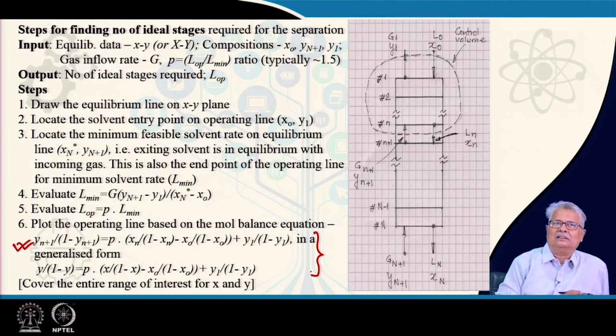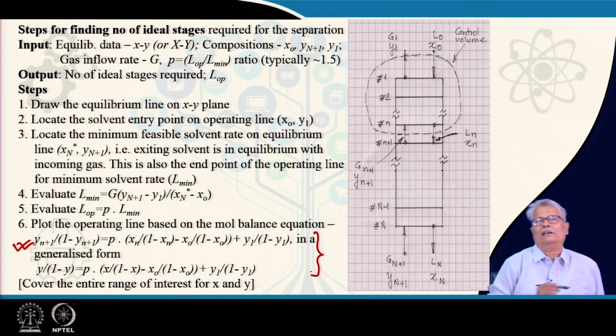And the steps are very simple: draw the equilibrium line, locate the solvent entry point on the operating line, which is the x0, y1, the bottom left graph point that we have started with. Locate the minimum feasible solvent rate on the equilibrium line, which is that xn star. We find out xn star. Based on that, we calculate and find out what exactly is the L min. Then evaluate, based on the value we have for P, what exactly is going to be my L operating, and based on the P value we have adopted, we find out the equation of the operating line for L operating.